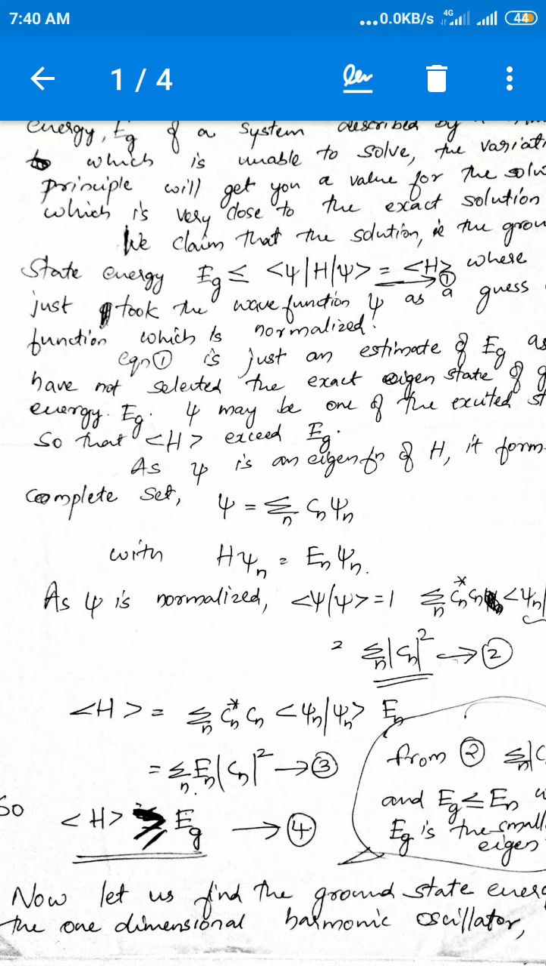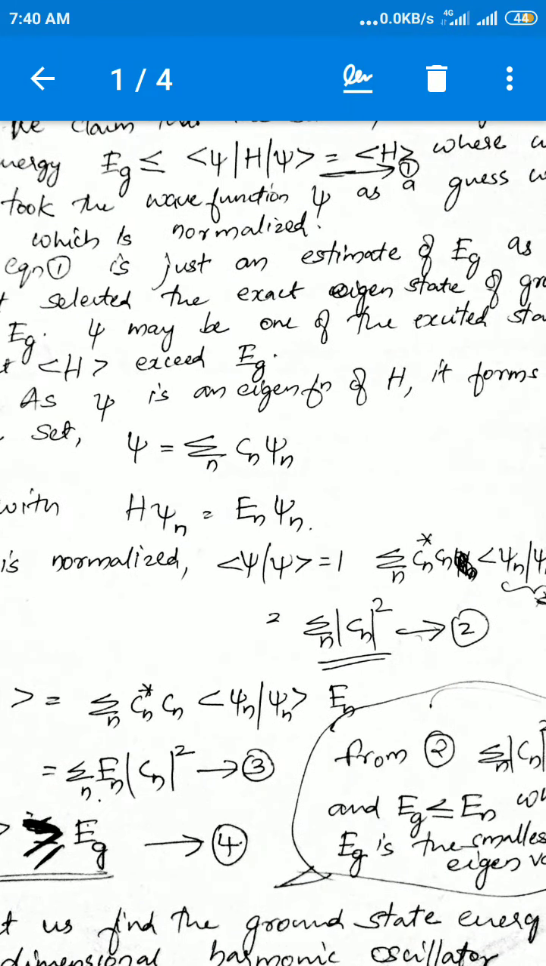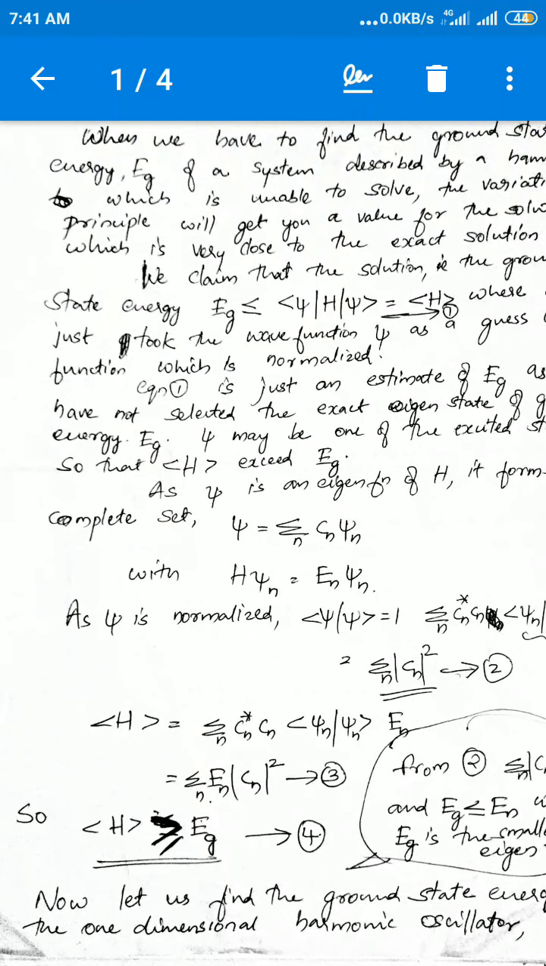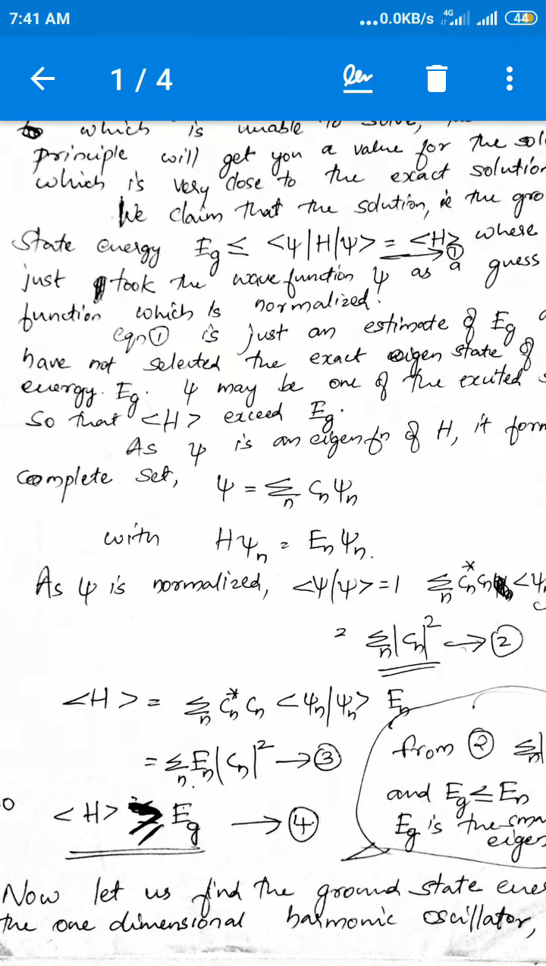In equation 1 we have written the expectation value of H. After substituting for psi in terms of psi n, we have substituted psi as sigma n Cn psi n. So that is sigma n Cn star Cn times psi n into En. En will be the eigenvalue, so the inner product of psi n with psi n is 1. So sigma n modulus Cn square En will be the expectation value of the Hamiltonian, and it is represented here as equation number 3. Understood?